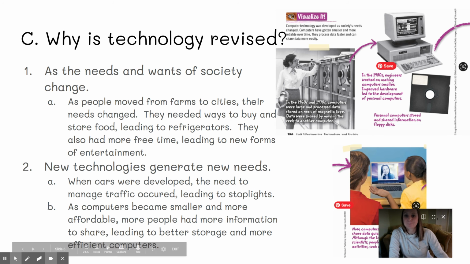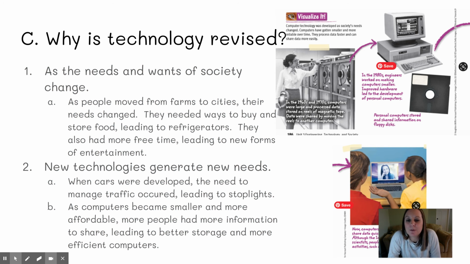There we go. Okay. As people moved from farms to cities, their needs changed. They needed ways to buy and store food, leading to refrigerators. They also had more free time, leading to new forms of entertainment.